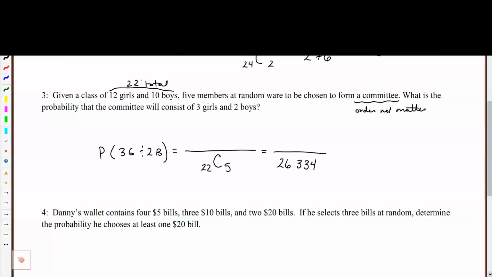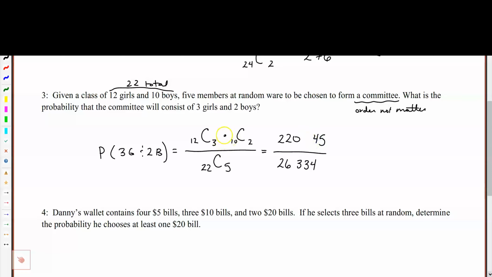Now let's talk about how many ways our specific event can be satisfied, which is 3 girls and 2 boys. In these types of problems, let's pick the girls first, and then we'll pick the boys second, and then we'll multiply those two things using the fundamental counting principle. In terms of picking the girls, it'll be a combination out of 12 girls. We want to pick 3 of them. There are 220 ways to do that. Once we choose the girls, we will need to then choose the boys. Again, order doesn't matter, so it'll be a combination. Out of 10 boys, we want to choose 2 of them. There's going to be 45 ways to do that.